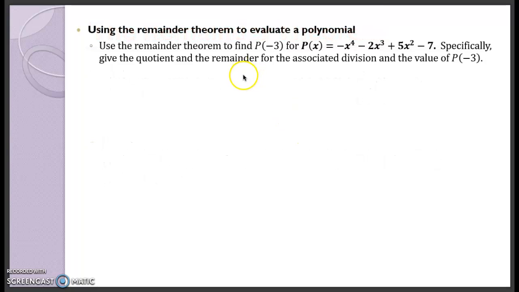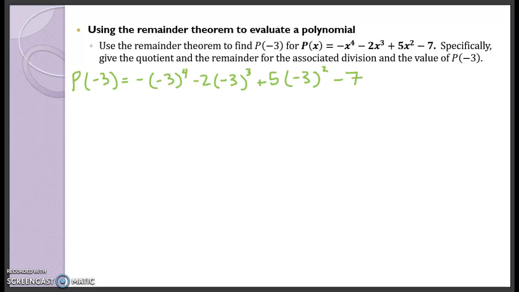So in order to evaluate this polynomial p of x at x equals -3, we know that we can just plug -3 into our polynomial, and we'll end up needing to multiply all this out and get some big numbers.